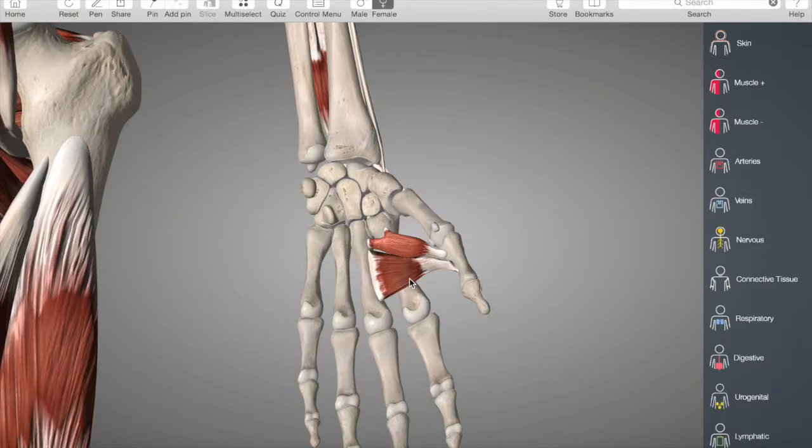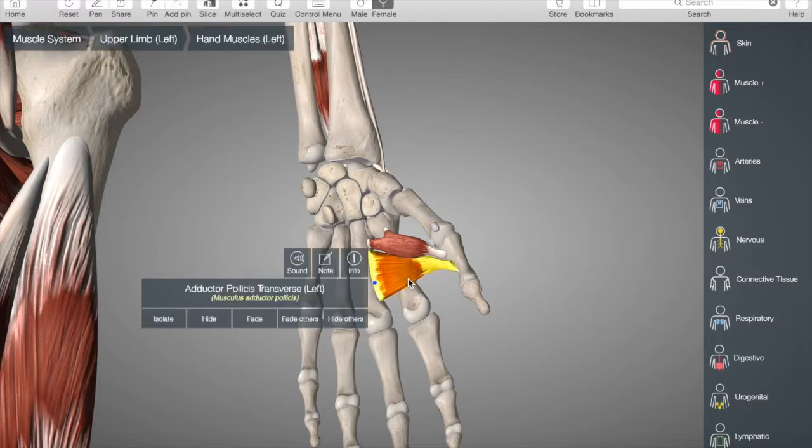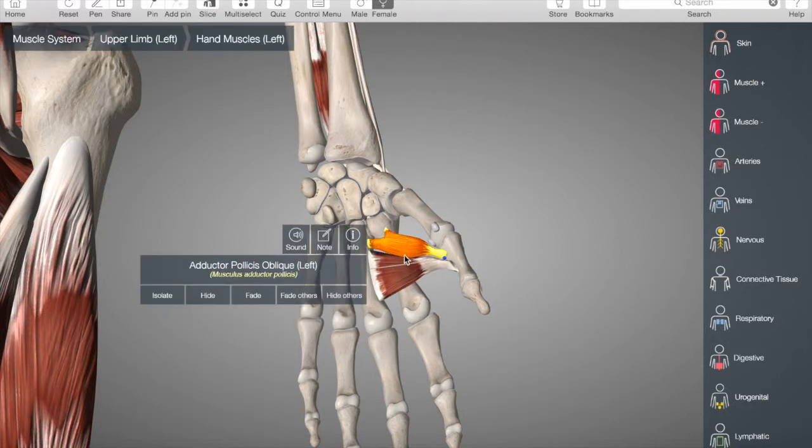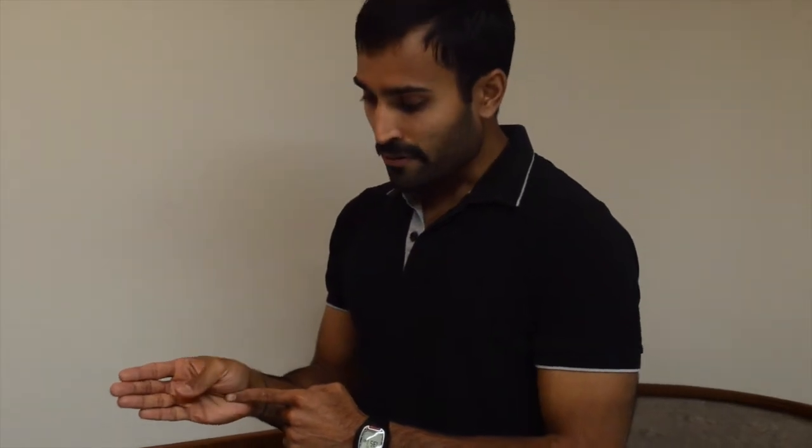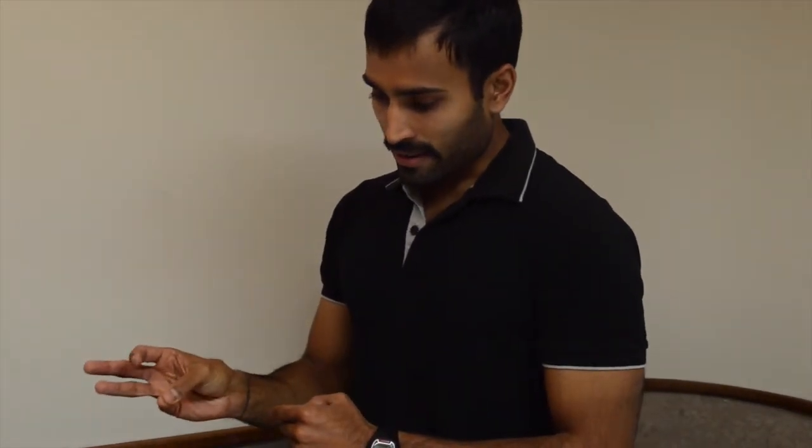Adductor pollicis has 2 heads, a transverse head and an oblique head. The transverse head arises from the third metacarpal, and the oblique head arises from the base of the second and third metacarpals. Adductor pollicis transverse and oblique insert on the medial side of the base of the proximal phalanx of the thumb. Opponens pollicis opposes the movement of the thumb when the thumb touches the tip of the 5th digit of the hand.